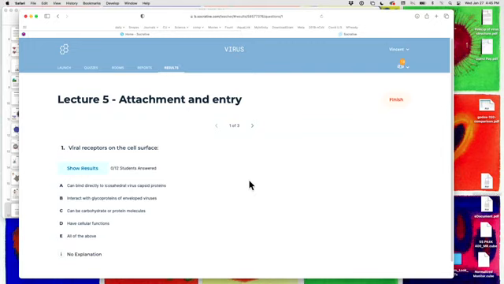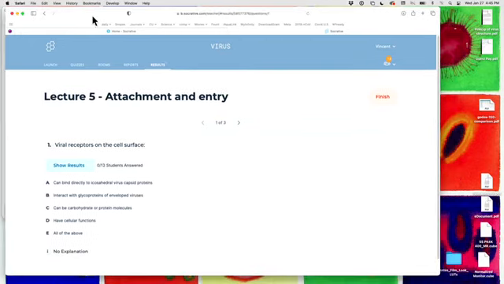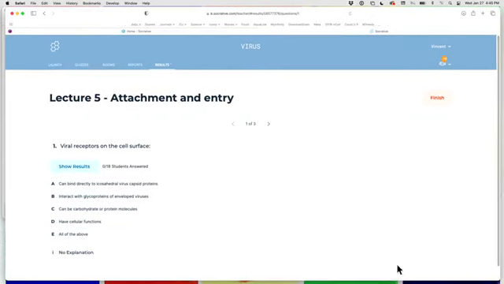All right, the first question: viral receptors on the cell surface. A, can bind directly to icosahedral virus capsid proteins. B, interact with glycoproteins of enveloped viruses. C, can be carbohydrate or protein molecules. D, have cellular functions. E, all of the above.